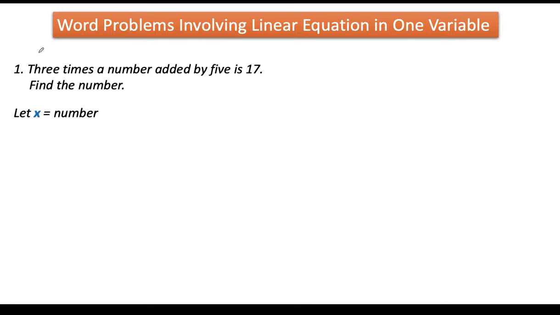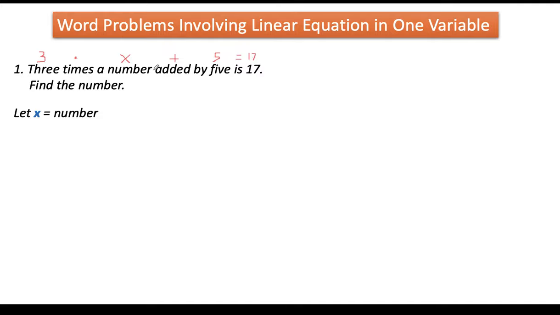Let's start with this word 3. So it is translated in this symbol. Times means we are multiplying something, so we can use this dot to represent multiplication. Then a number that we do not know, we just represent it by x. Then added, so this word is translated as plus. Then this word is is translated as equals, then 17.